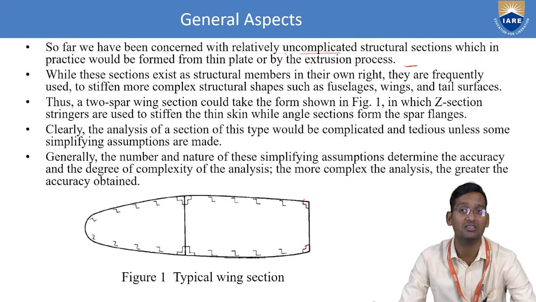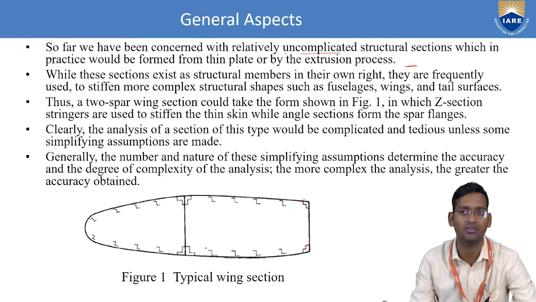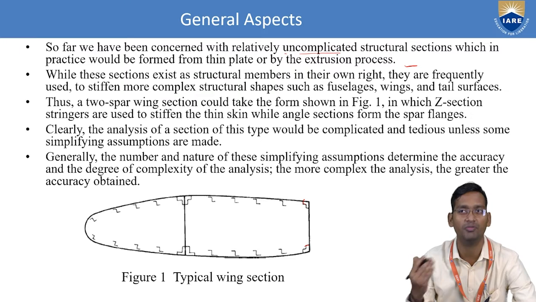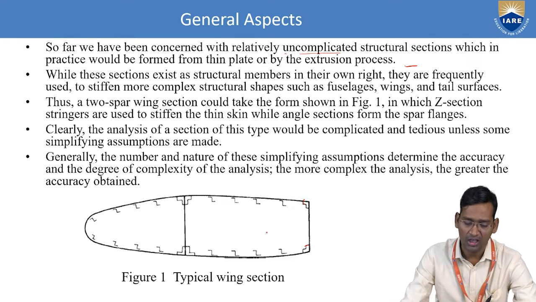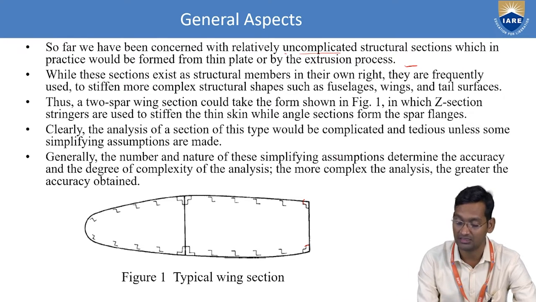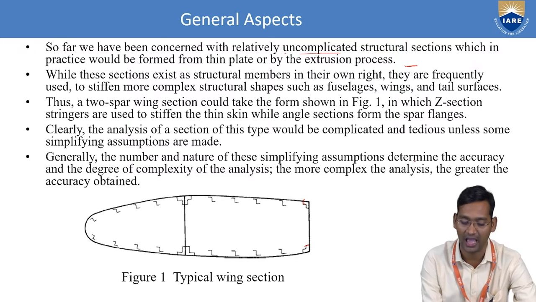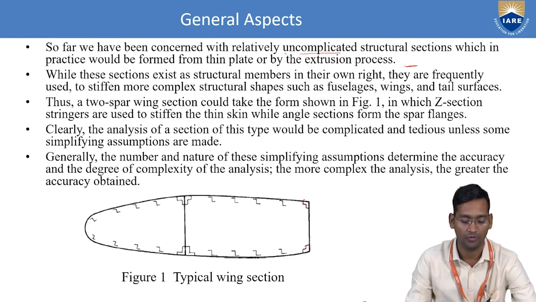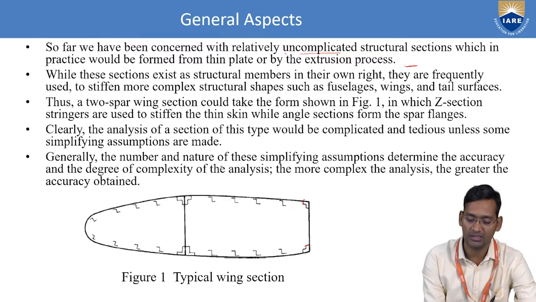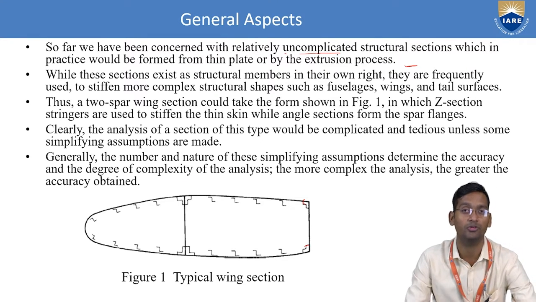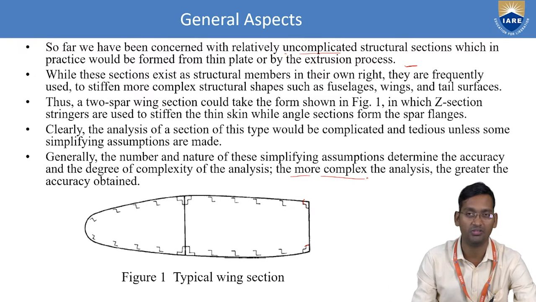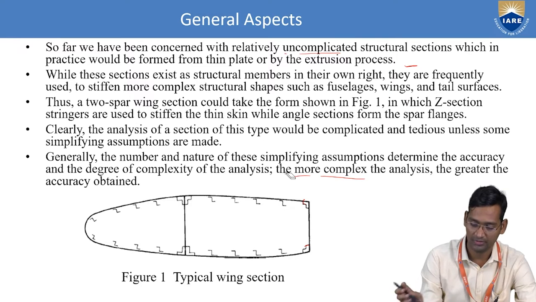Clearly, the analysis of a section of this type would be complicated and tedious unless some simplifying assumptions are made. So for that, we will assume something, simplify this structure, and then solve. Generally, the nature and number of these simplifying assumptions determine the accuracy and the degree of complexity of the analysis. According to how much we assume, we get the accuracy and complexity. The more complex the analysis, the greater the accuracy obtained.